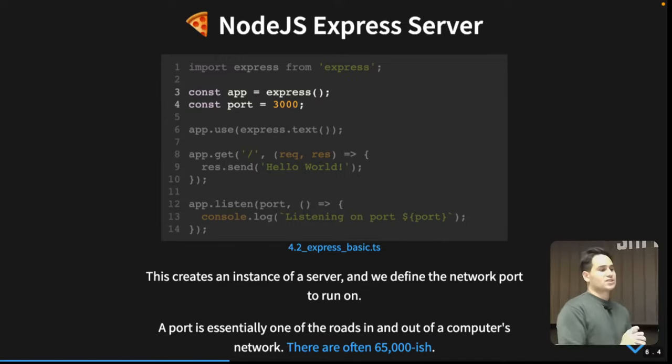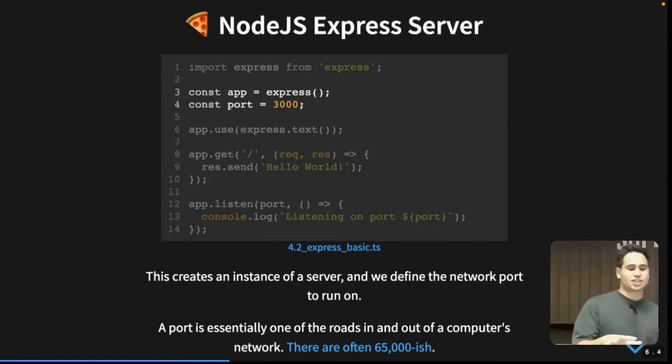We've also created this constant called port, which is just an integer or a number if you look at that. It's literally just a number, 3000. We'll talk a little bit about ports in a moment. But that's just a number. Nothing exciting there. All right.